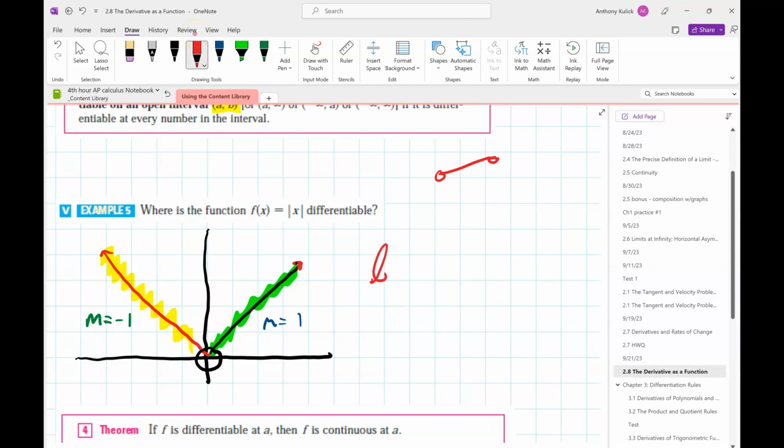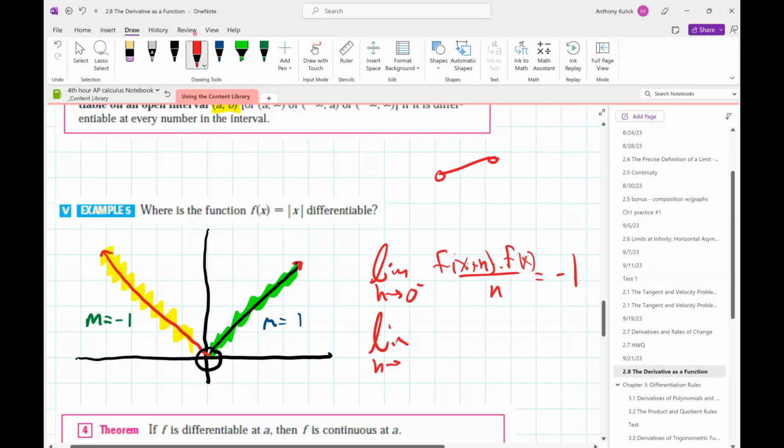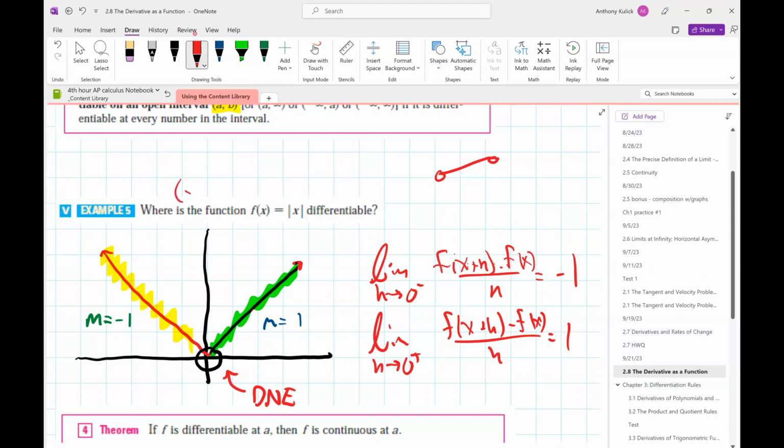Well, if I look at the limit as h approaches 0 from the left of f of x plus h minus f of x over h, it's negative 1. If I look at the limit as h approaches 0 from the right of f of x plus h minus f of x over h, it's positive 1. So what does that tell you about the limit as h approaches 0? Does not exist. So where is this function differentiable? Negative infinity to 0, and then 0 to positive infinity. Not differentiable at 0.